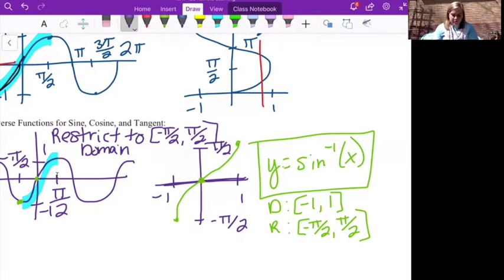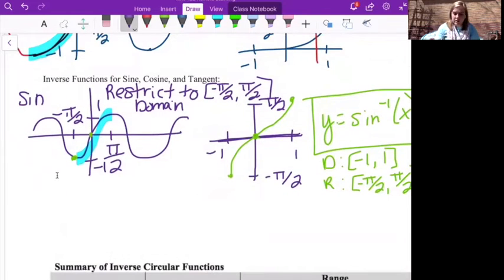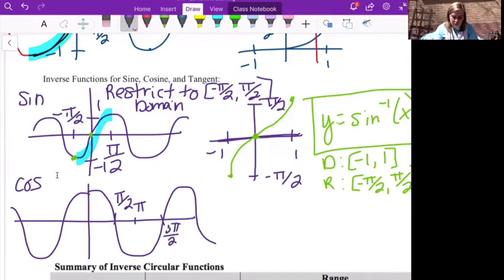So cosine's pretty similar, but because the graphs are just ever so slightly different, then the inverse, what we want to restrict it to, is going to be different. So cosine, because remember cosine starts at the amplitude and then goes down. So this being at π/2, pi, 3π/2, 2π, 1, -1.